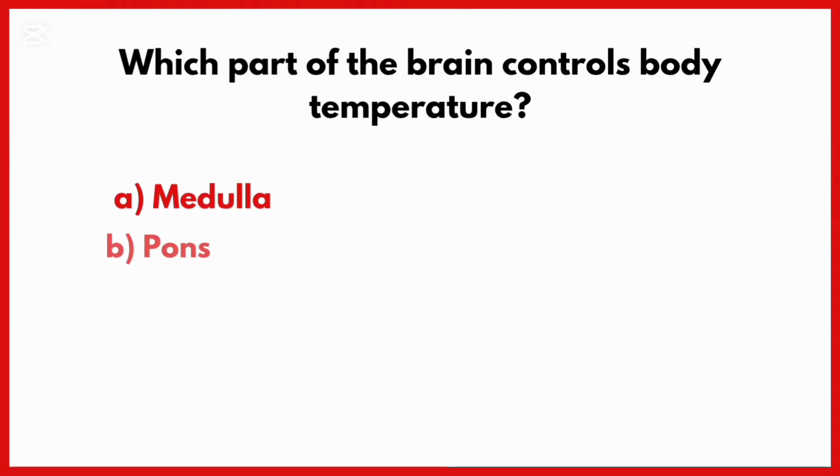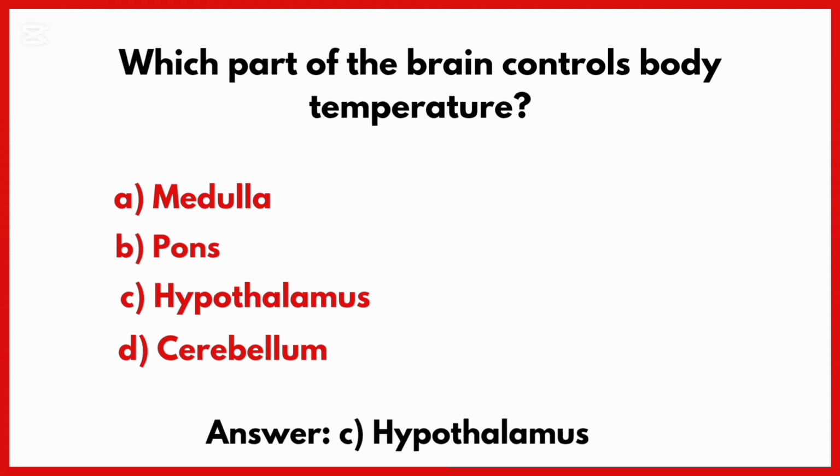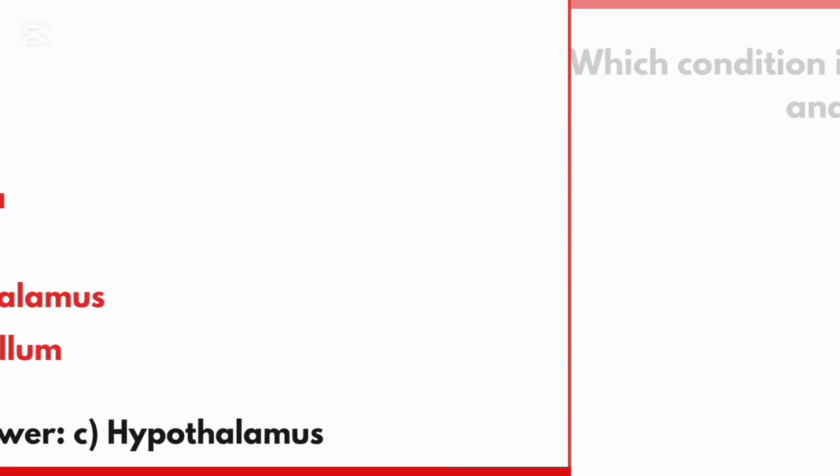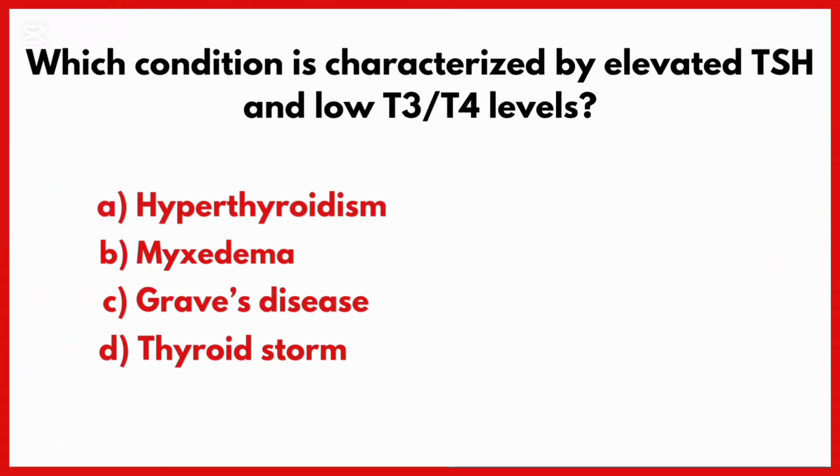Which part of the brain controls body temperature? Correct answer is option C, hypothalamus. Which condition is characterized by elevated TSH and low T3 and T4 levels? Correct answer is option B, myxoedema.